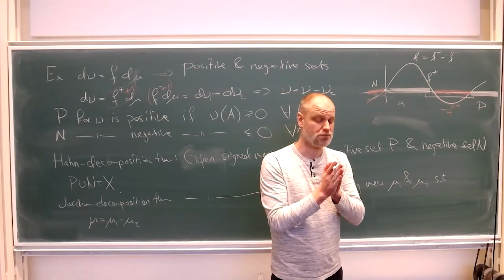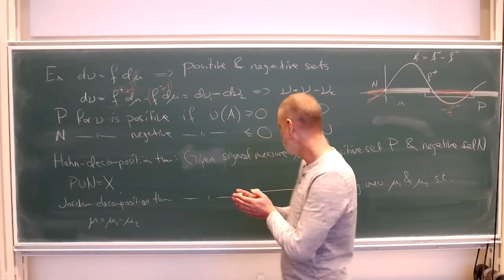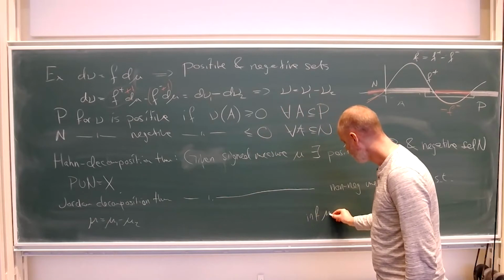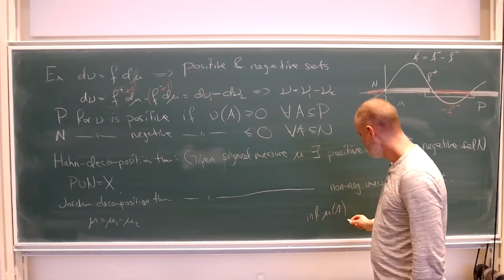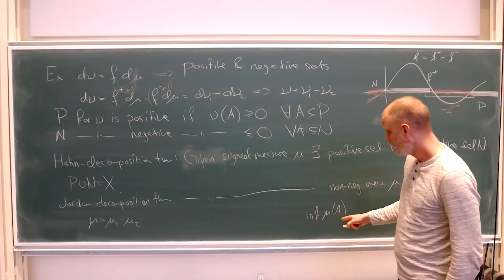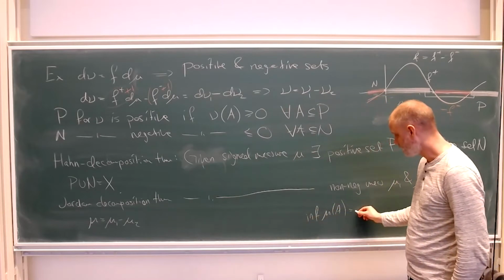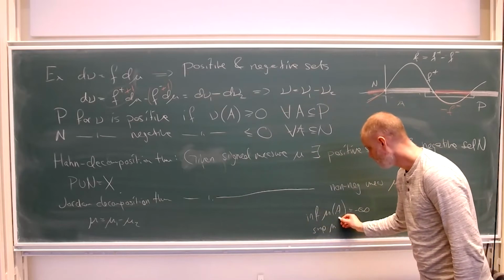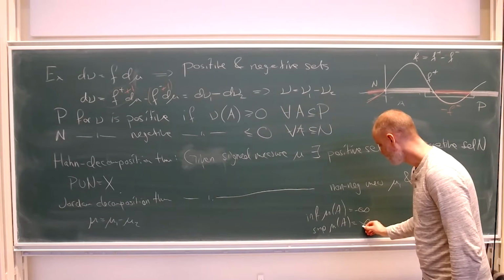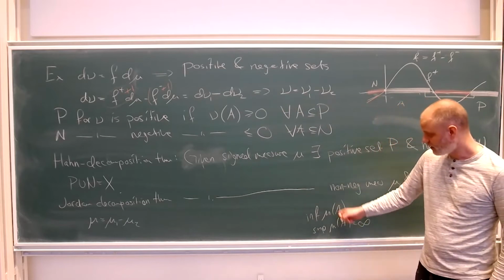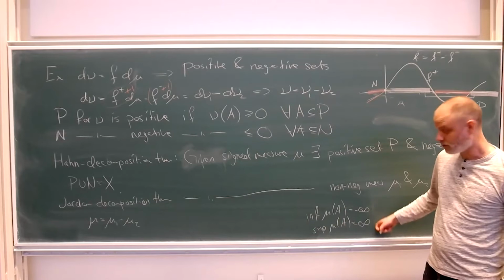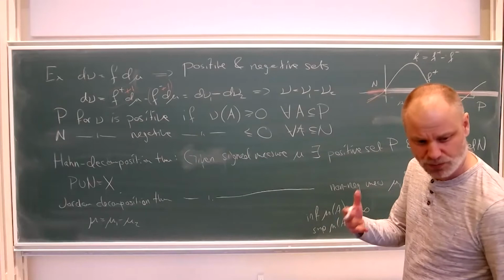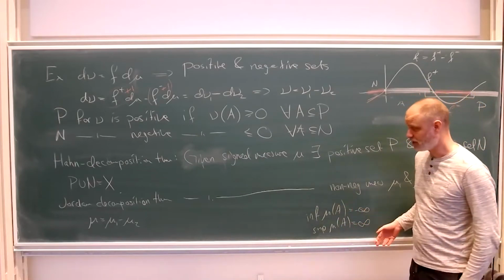Okay, so for signed measures, you allow either plus infinity or minus infinity, but not both. But if you look at the infimum of mu of A over all A's, maybe this is a finite number, but that can still be minus infinity. And you have the supremum of mu of A equal to plus infinity. Even if these are all finite numbers, there's nothing that says this cannot happen. So that's another complication that we have to deal with, and they deal with it in a very elegant way.